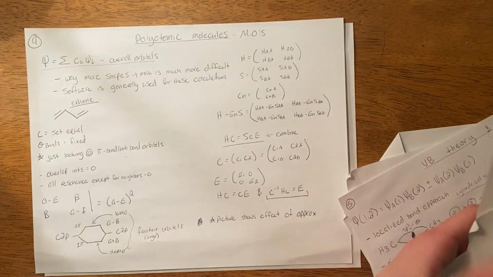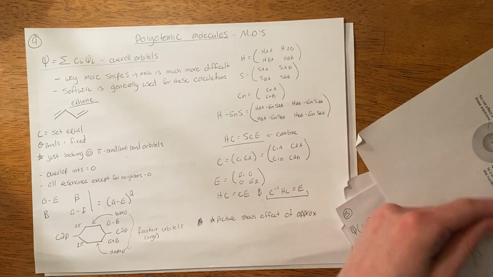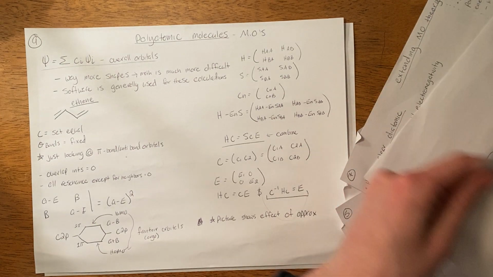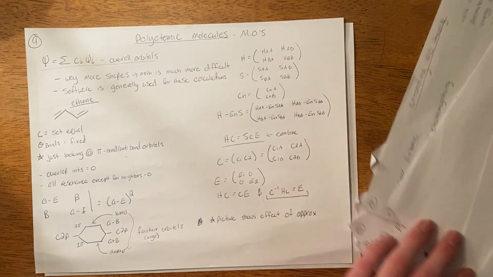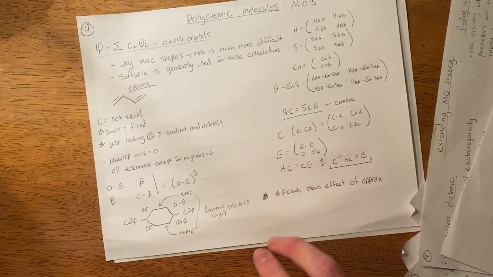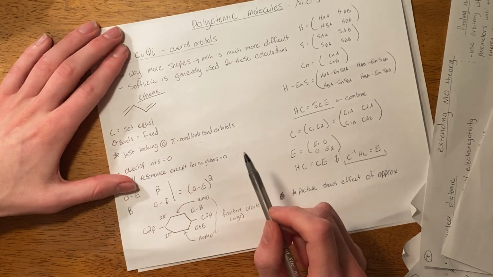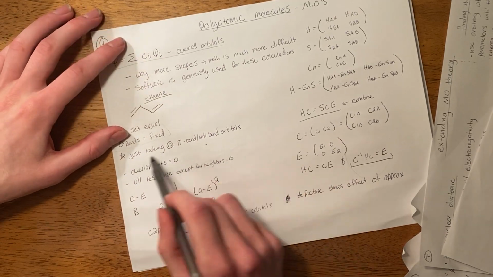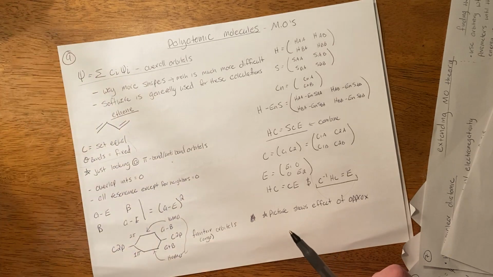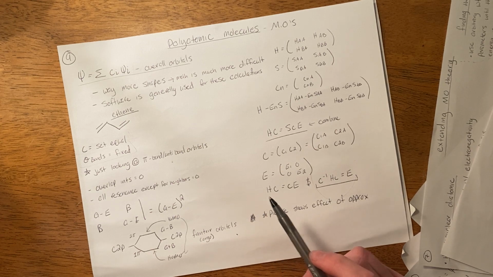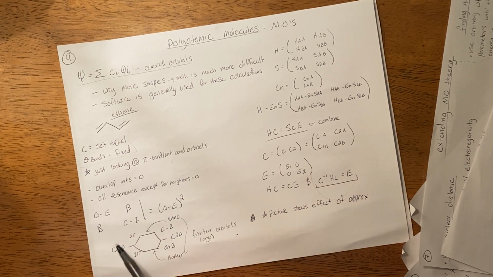But essentially what we're doing here is taking a very difficult mathematical problem and setting all the carbons to be equal. We're making the sigma bonds fixed, and then we're just looking at the overlap of the pi bonds and the bonding and anti-bonding orbitals for just the pi electrons. We set the overlap integral equal to 0, and then set all of the resonance integrals equal to 0 except for the neighbors.